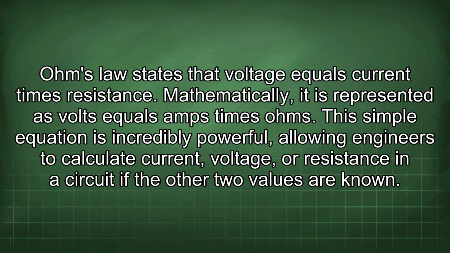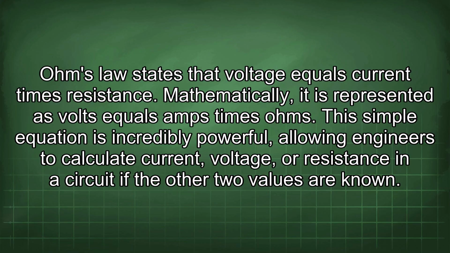Ohm's law states that voltage equals current times resistance. Mathematically, it is represented as volts equals amps times ohms. This simple equation is incredibly powerful, allowing engineers to calculate current, voltage, or resistance in the circuit if the other two values are known.